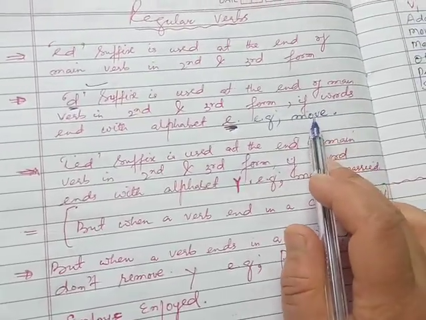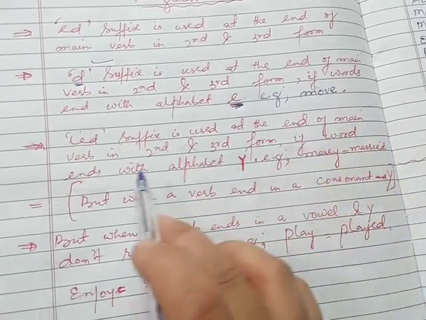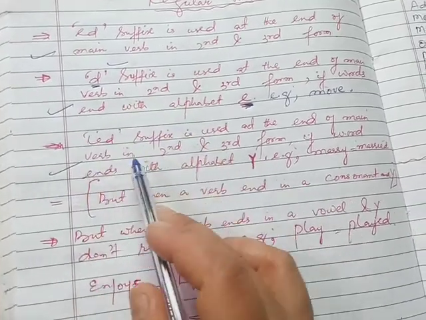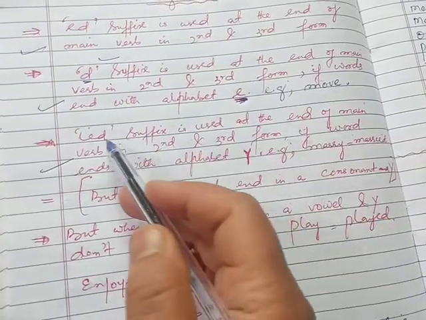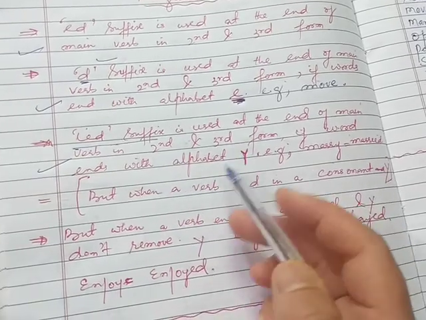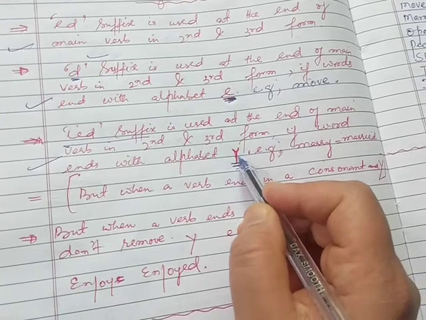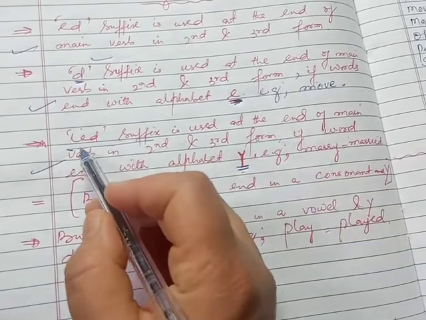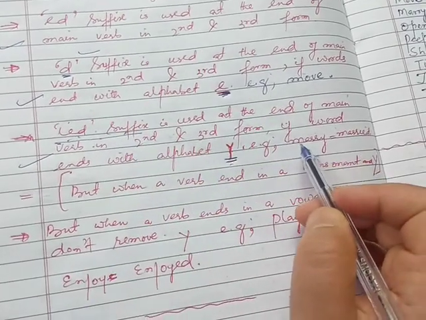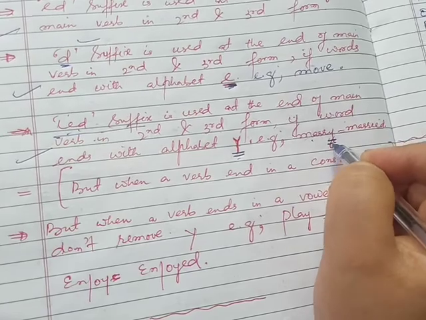For example, move, MOVE, moved, moving. You should remember these important pointers. IED suffix is used in the second and third form if the word ends with alphabet Y. If the last alphabet is Y, then IED suffix will be used at the end of the main verb in second and third form. For example, marry, MARRY, married. Here Y is at the end.